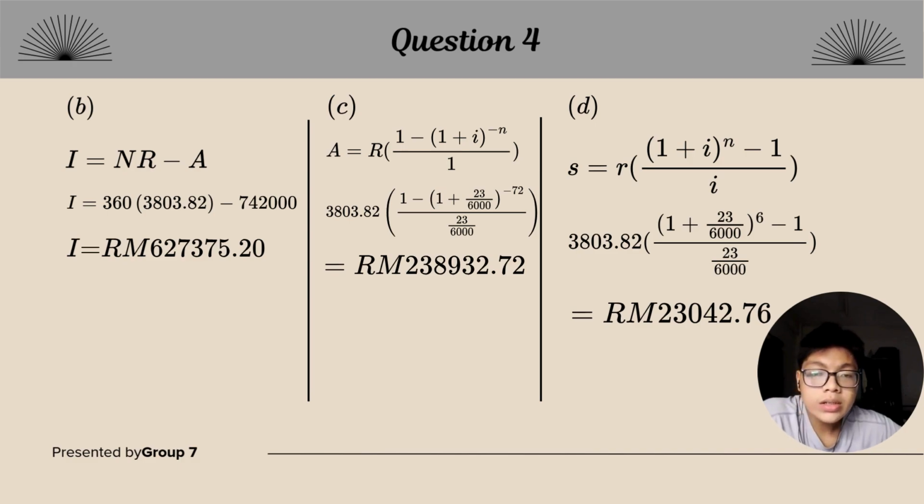Next, we go to another question, which is B. Calculate the interest charge. So we use this formula, which is I equals to NR minus A. We put the information: 360 times 3803.82 minus 742000. We got the answer, which is RM 627375.20.